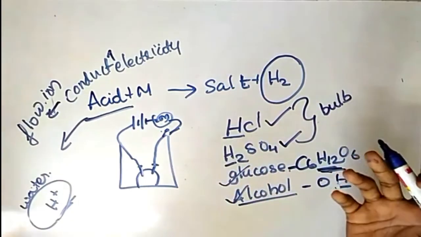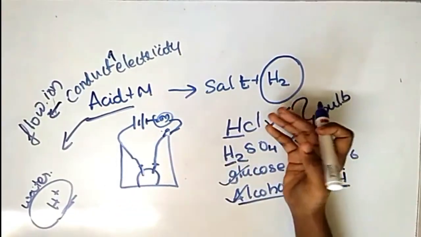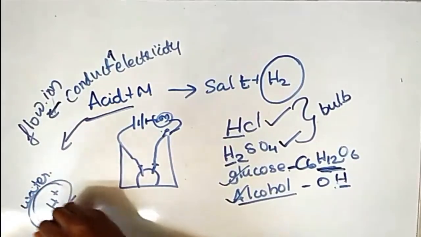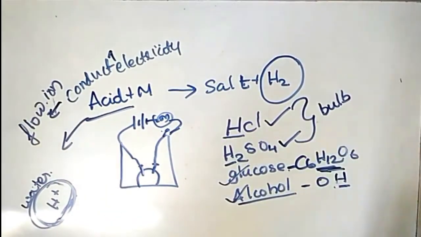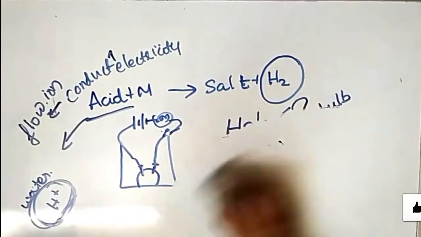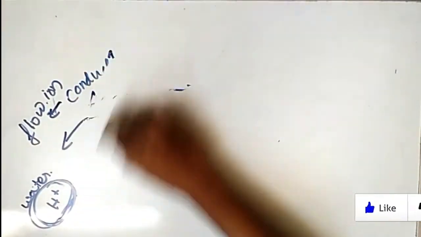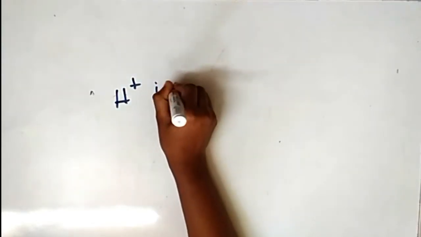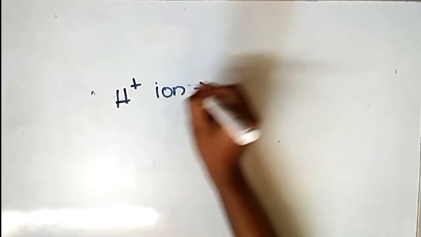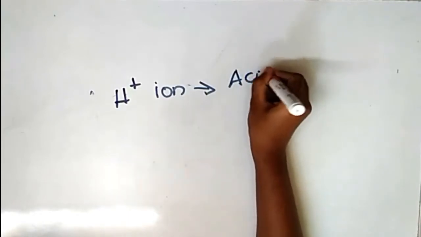So what are acids? Acids are substances that give H plus ions when dissolved in water. So we conclude that all acids have, not the hydrogen atom, but the H plus ion. Only the substances which liberate H plus ions in aqueous solution can be considered acids.